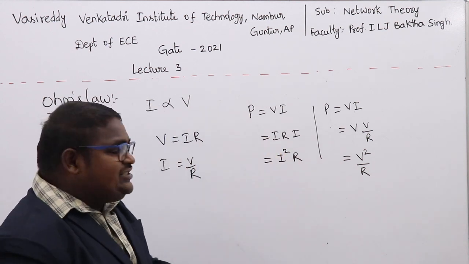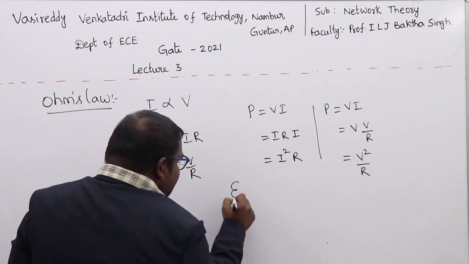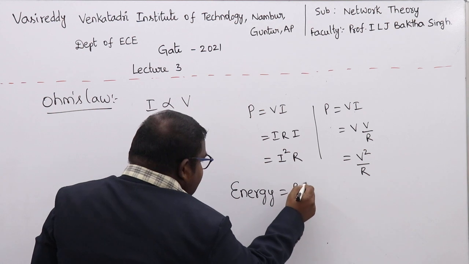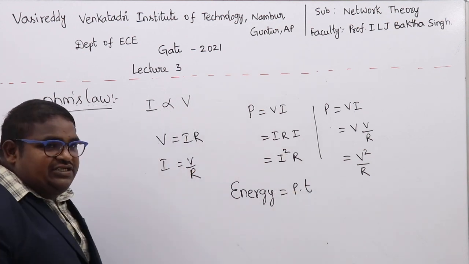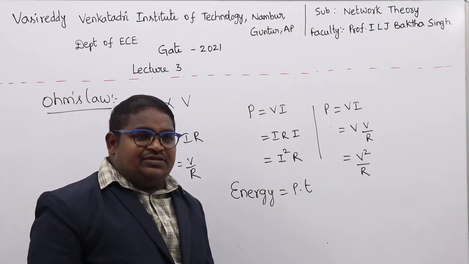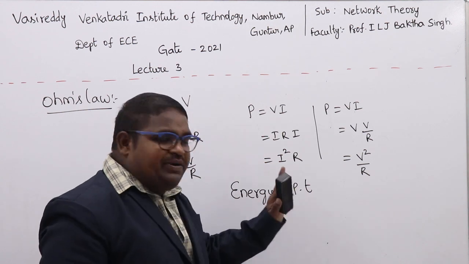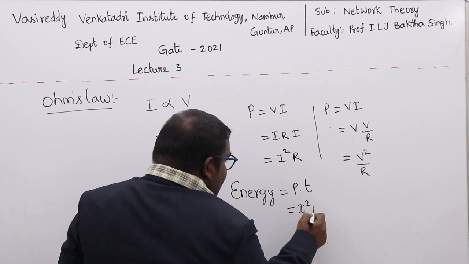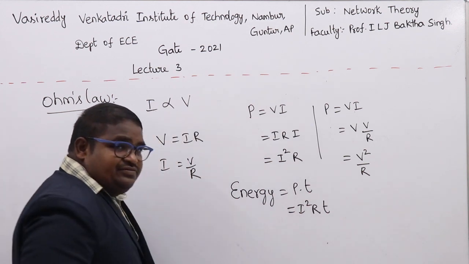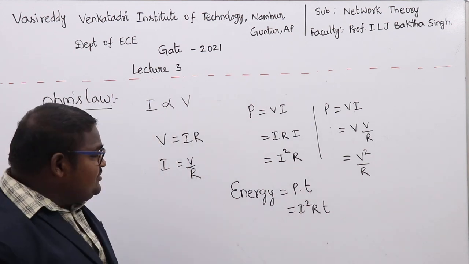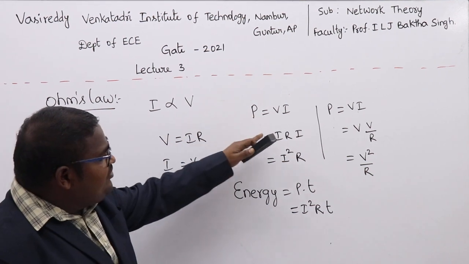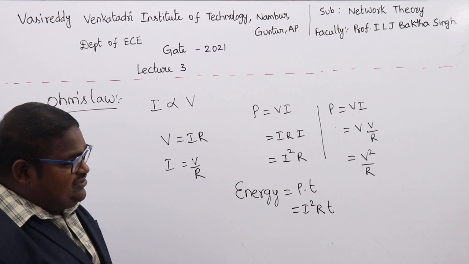Then what about the energy? Energy is equal to power into time, so you can write I square R into T. This is about voltage, current, power and energy of the resistor.